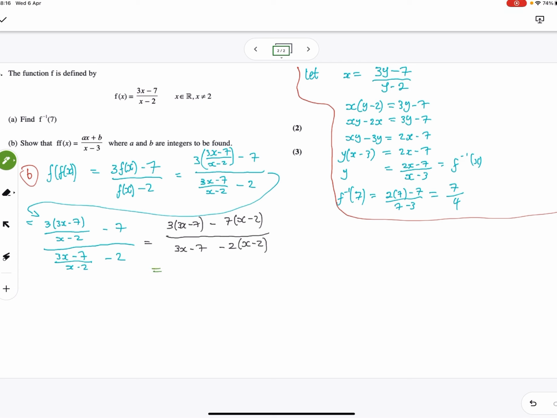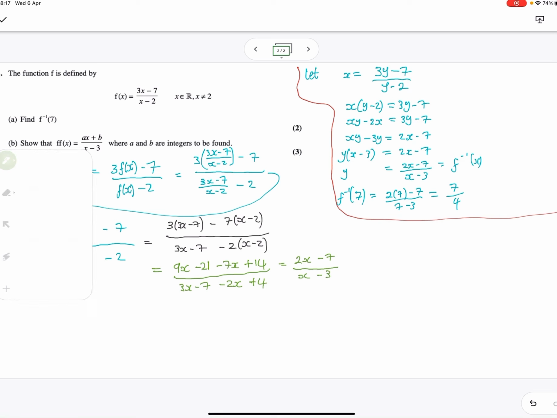So 3 times 3x is 9x. 3 times minus 7 is minus 21. Minus 7x plus 14 because it's minus 7 times minus 2. All divided by 3x minus 7 minus 2x plus 4 because it's minus 2 times minus 2. Simplifying, 9x minus 7x is 2x. Minus 21 plus 14 is minus 7. All divided by 3x minus 2x, which is just x. Minus 7 plus 4 is minus 3.